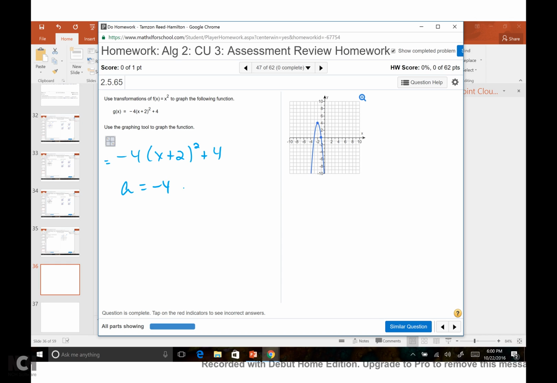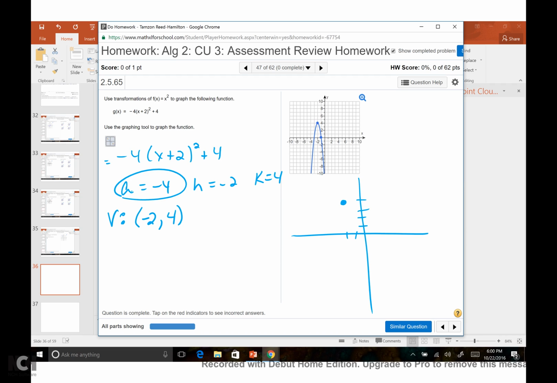A would be negative 4, h would be negative 2, k would be positive 4. So my vertex is going to be at h, comma, k. And if I plot that, negative 2, 1, 2, 3, 4, I know that since a is negative 4, it's going to open down. So I'm going to find my x-intercepts.